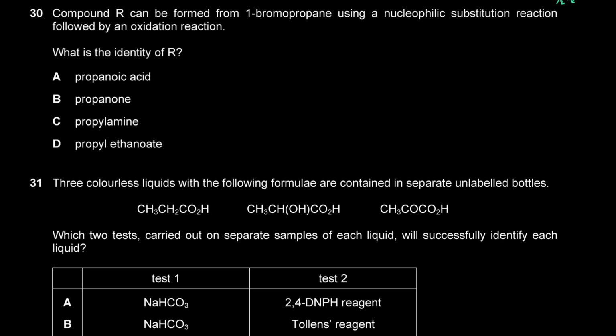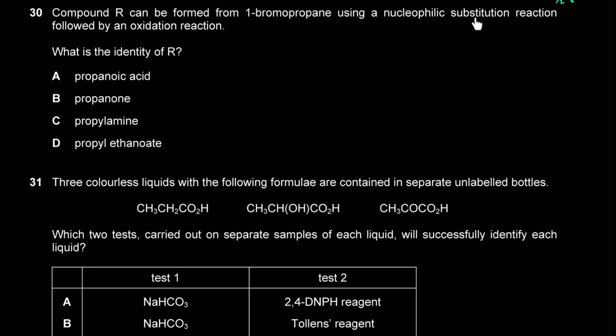Compound R can be formed from 1-bromopropane using a nucleophilic substitution reaction followed by an oxidation reaction. What is the identity of R? So 1-bromopropane, I'm going to draw the skeletal formula as this guy. This is 1-bromopropane. And we're saying that if we react 1-bromopropane using a nucleophilic substitution reaction, and then we oxidize that product, what compound can we make?